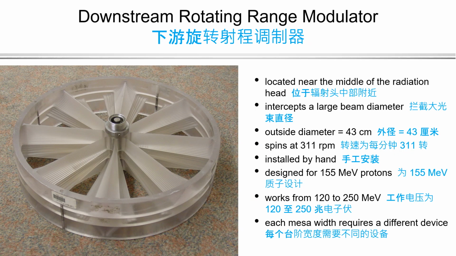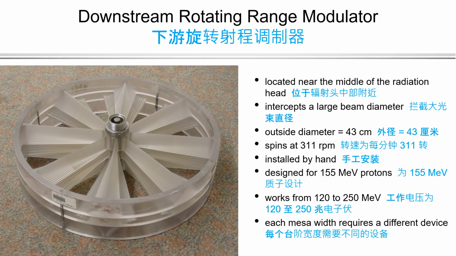This picture shows a large propeller that is installed near the middle of the radiation head and intercepts the beam after its size has been spread laterally. This particular device is 43 centimeters in diameter and spins at a rotational velocity of 311 RPM. Like the previous two examples, it is inserted by hand.